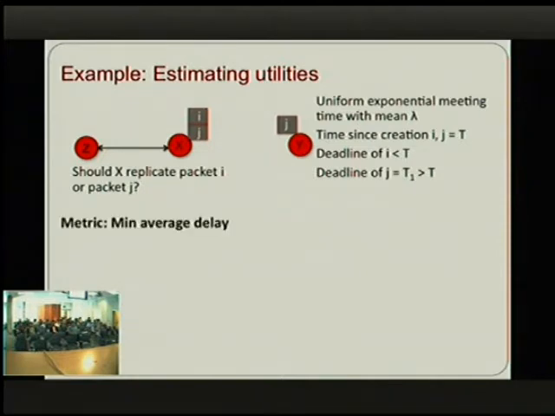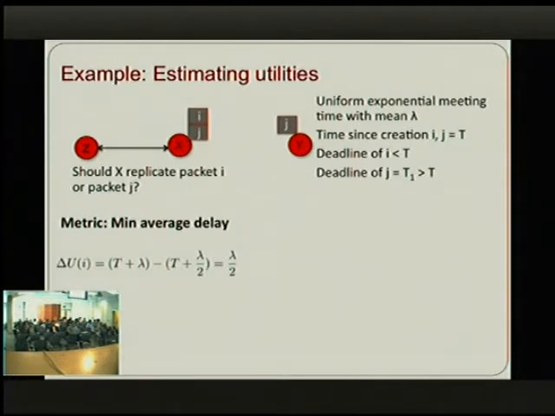So, if my metric was minimize average delay, then remember that the utility is the expected delay of I. And so, we want to estimate how much change in utility by replicating I, so by going from one copy of the packet to two copies of the packet in the system because of replication. Because we've assumed uniform exponential meeting time with mean lambda, this means that your delay is actually going to reduce by lambda over 2, and therefore your marginal utility of replicating I is lambda over 2. I'm actually not going into details why this is the case, but believe me that this is what happens.